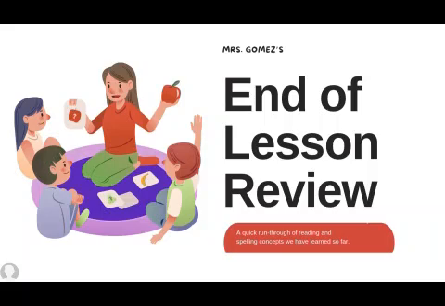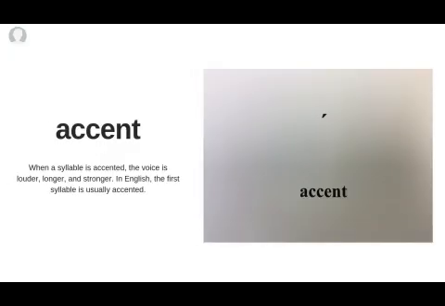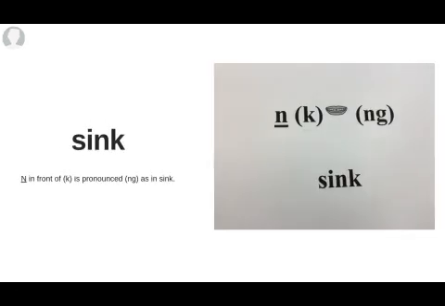Mrs. Gomez's end of lesson review. A quick run through of reading and spelling concepts we have learned so far. Closed syllable. A vowel in a closed syllable is short, coded with a breve. This is the short vowel sound. Accent. When a syllable is accented, the voice is louder, longer, and stronger. In English, the first syllable is usually accented. Sink. N in front of K is pronounced ng, as in sink.